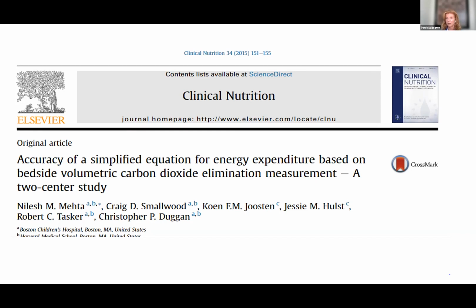They substituted volume of oxygen with volume of carbon dioxide divided by this respiratory quotient and put that into the Weir equation, then measured it all against the Deltatrac II again to see if it was at all close to indirect calorimetry. Surprisingly, it came out very close. This new equation was not only close to indirect calorimetry, it was more accurate than the predictive equations.